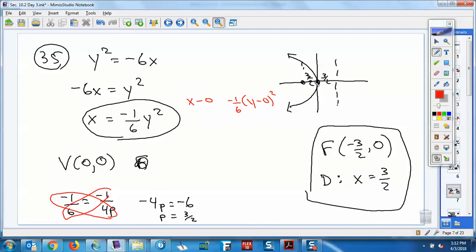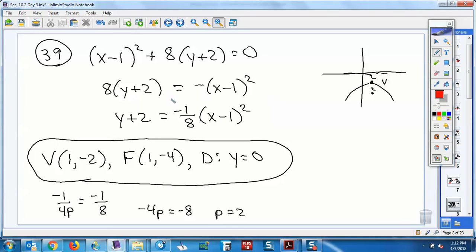So since we know the vertex is at 0, 0, and it's negative, it opens to the left because the y is squared, and so it opens left, and so we're going to go 3/2 this way, so that's x equals 3/2. And then the focus would be 3/2 this way, negative 3/2, 0.